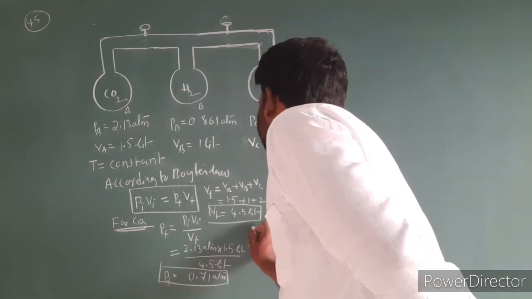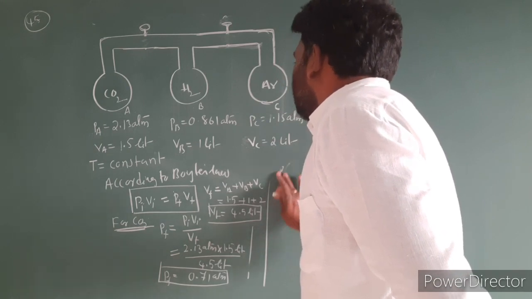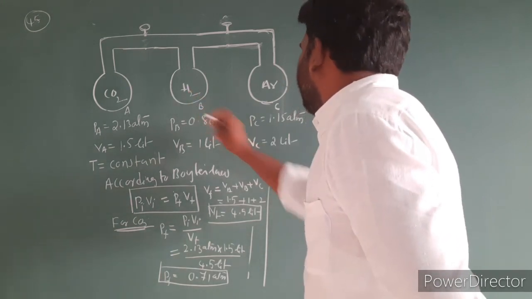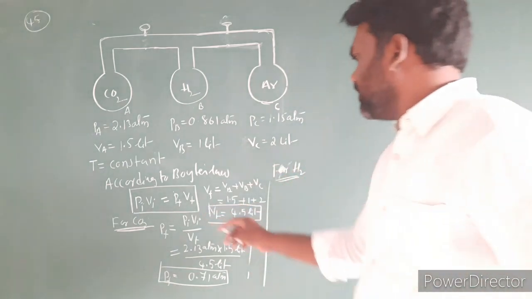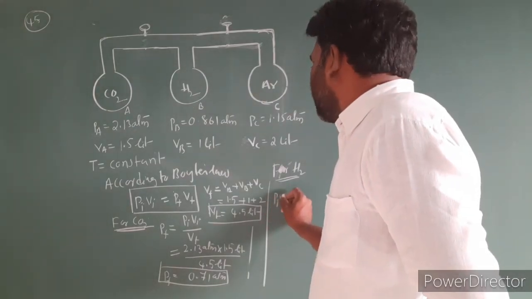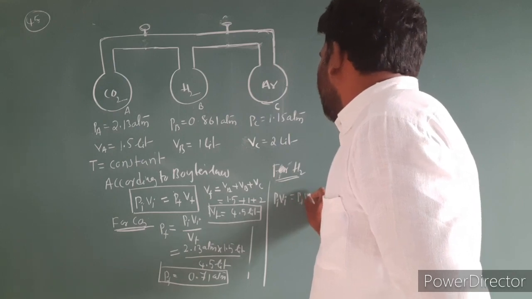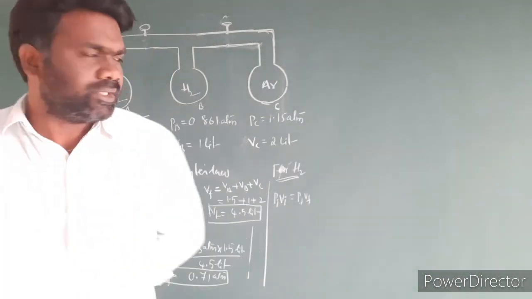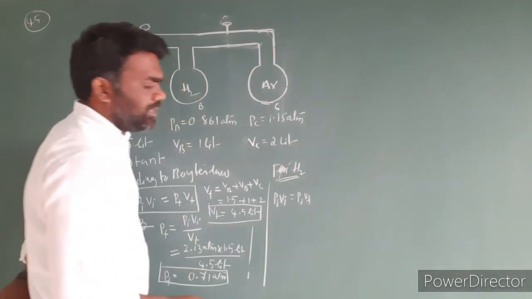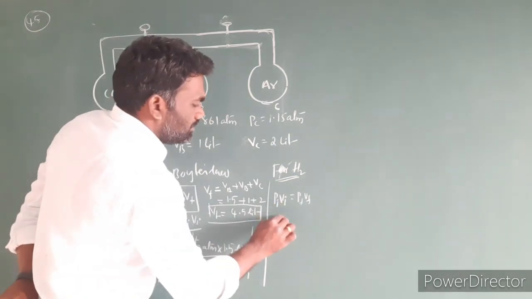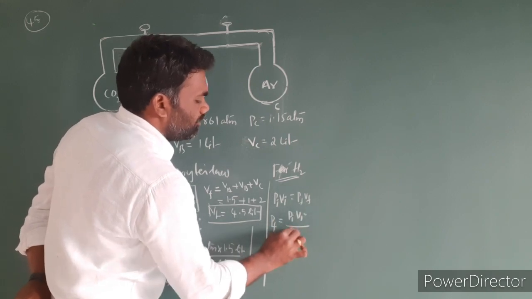Next we have two remaining. The second one is the pressure of hydrogen. For hydrogen, the second bulb, what we have is hydrogen. The same formula we have used: PIVI is equal to PFVF. The same formula we will apply for carbon dioxide, hydrogen as well as argon. So PIVI is equal to PFVF, then PF is equal to PIVI by VF.